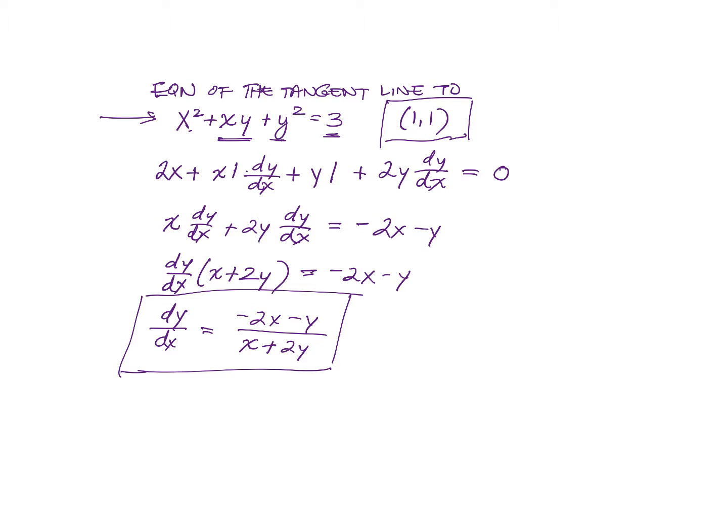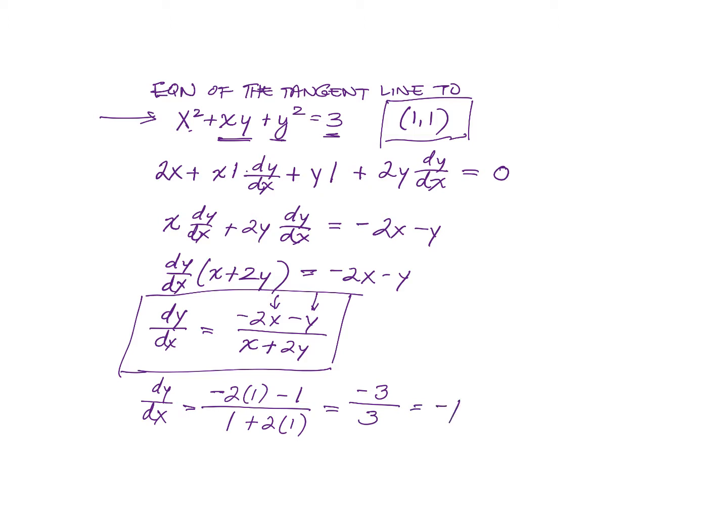And so now all we need to do is to take that point (1, 1), and we plug x equals 1 in right here and y equals 1 here to find the actual slope at that point. So dy over dx equals negative 2 times 1 minus 1 all over 1 plus 2 times 1. It just happens that both x and y are 1, so that's convenient. And then we solve. So negative 2 minus 1 is negative 3 over 1 plus 2 is 3, so the slope is negative 1.